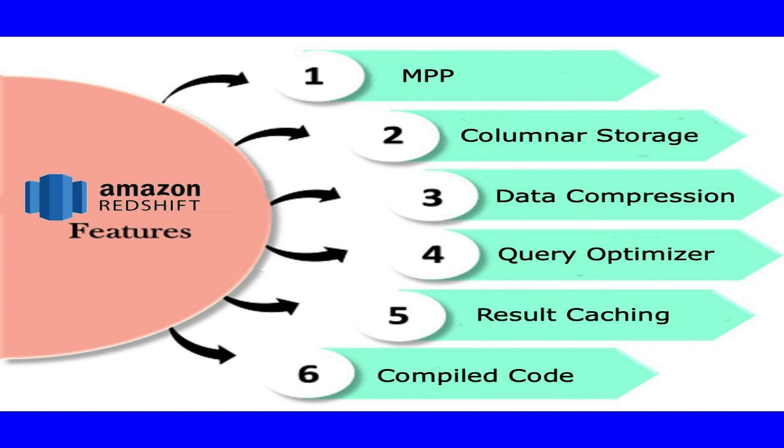Columnar data storage. Columnar data storage for database tables is an important factor in optimizing analytical query performance because it drastically reduces the overall disk input-output requirements and reduces the amount of data you need to load from disks. Data compression. Data compression reduces storage requirements, thereby reducing disk input-output, which improves query performance. When you execute a query, the compressed data is read into memory, then uncompressed during query execution. Loading less data into memory enables Redshift to allocate more memory to analyzing the data.